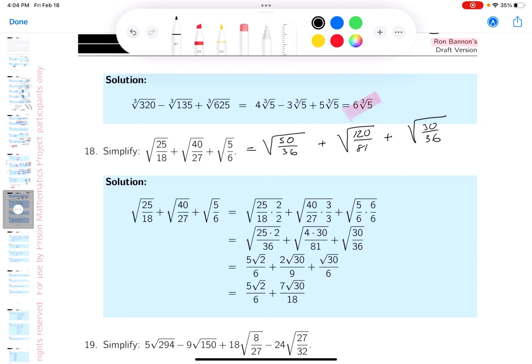Don't panic yet. We've got to do this now. This is 6. This is a 9. And this is a 6. We'll take care of that later. 50 has a 25 in it, so it's going to be 5 root 2s. Now let's look at the 120.